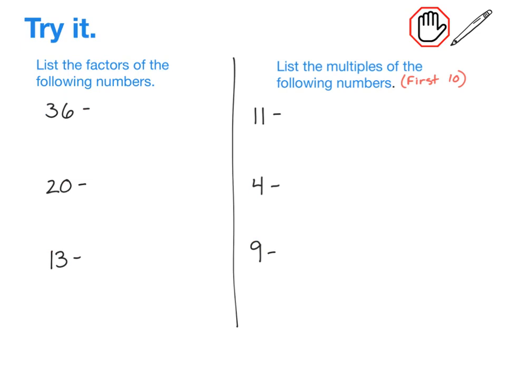Now it's your turn to try it. List the factors of the following numbers, 36, 20, and 13, and list the multiples of the following numbers, 11, 4, and 9. Stop, try it on your own, and then press play when you're ready for me to reveal the answers.